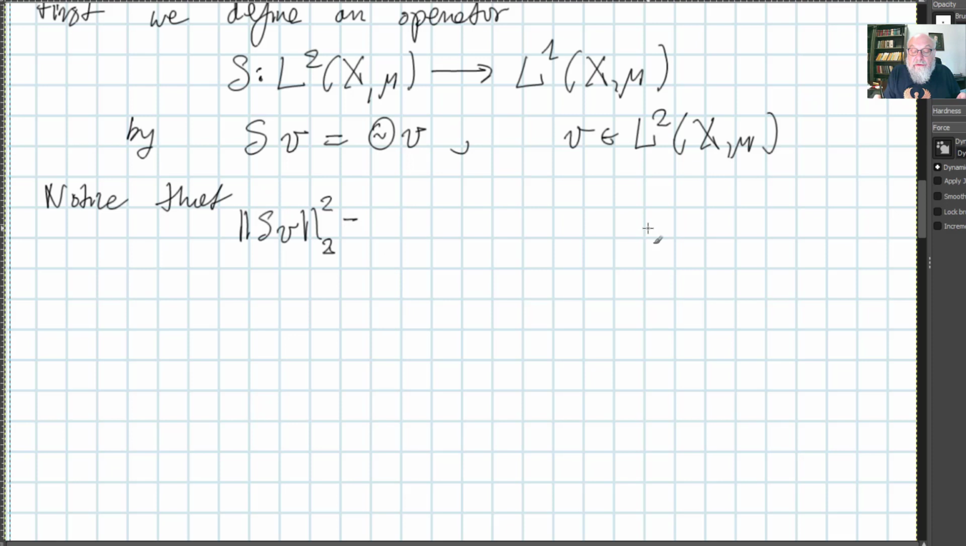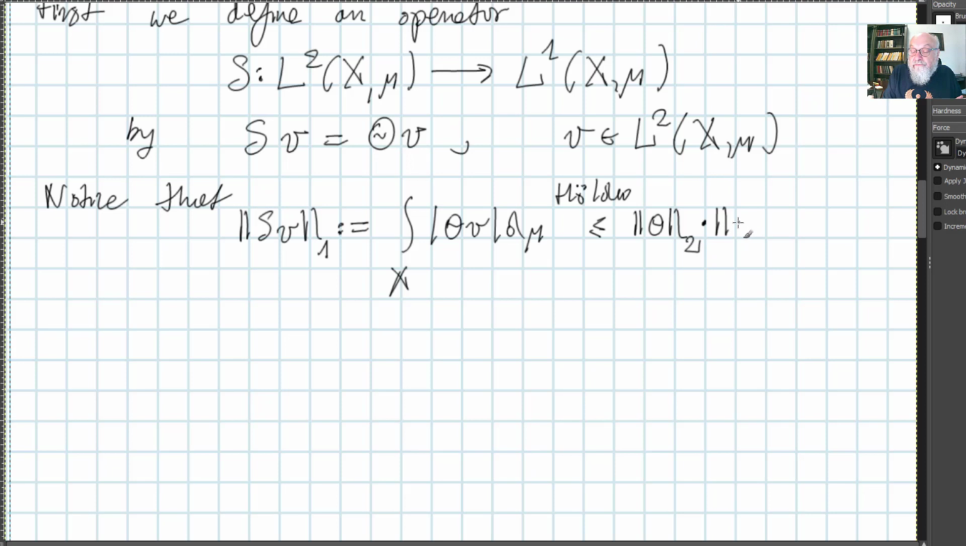Yes, of course. This is the norm, which is nothing else than the integral over X of theta v d mu. By the Hölder inequality, this is smaller or equal than theta squared times the norm of v squared, which is smaller than infinity. So we are getting here immediately, maybe put it like this, that S is a bounded operator.